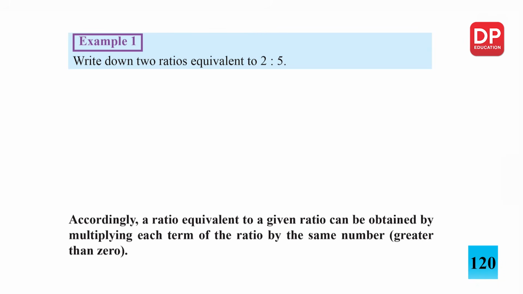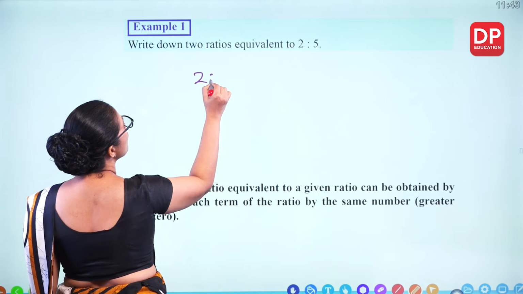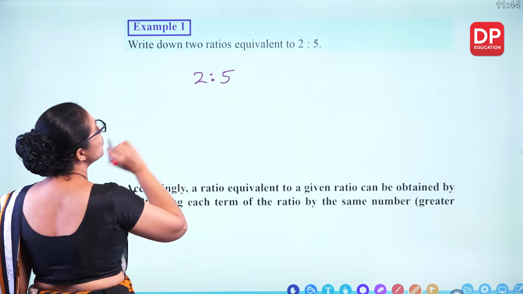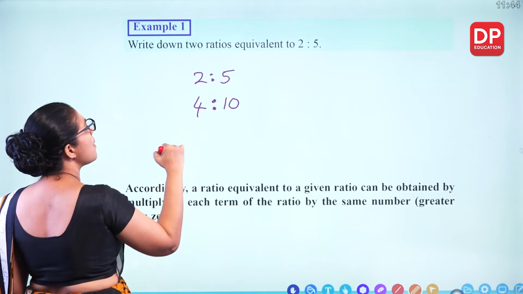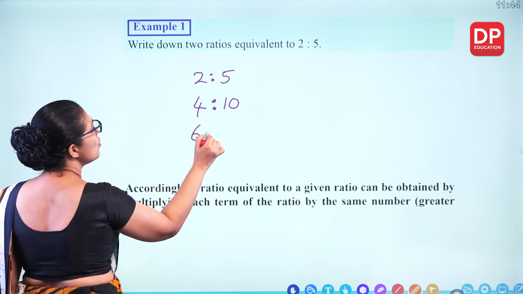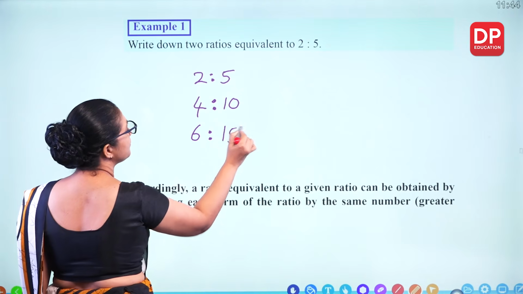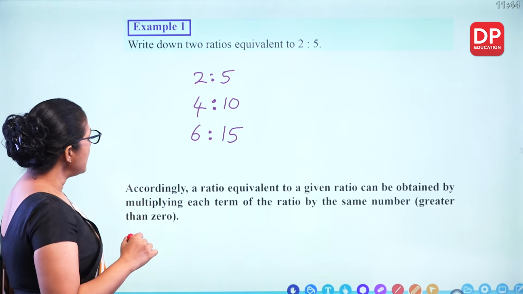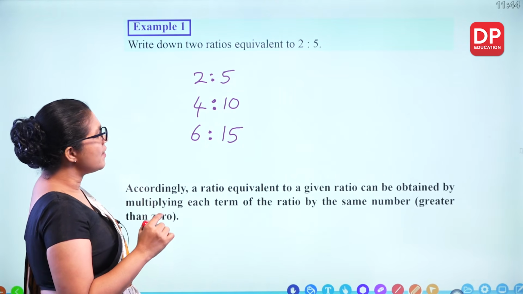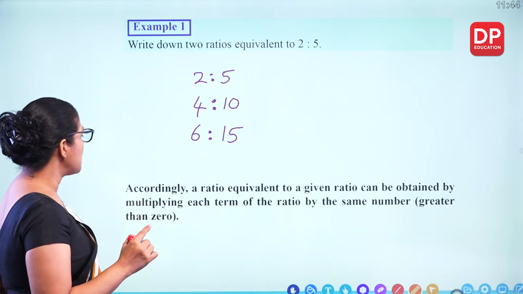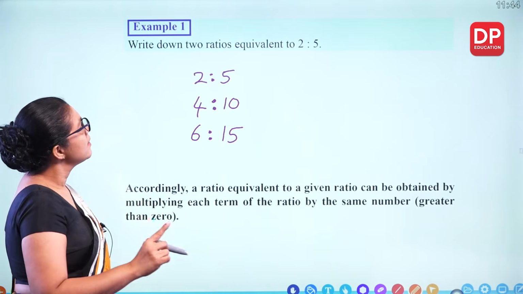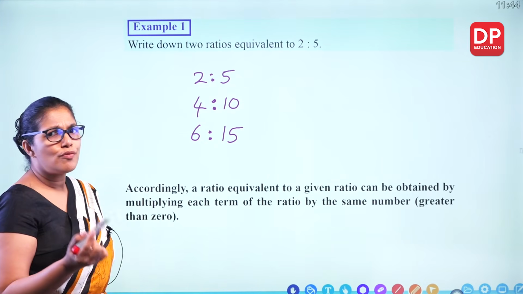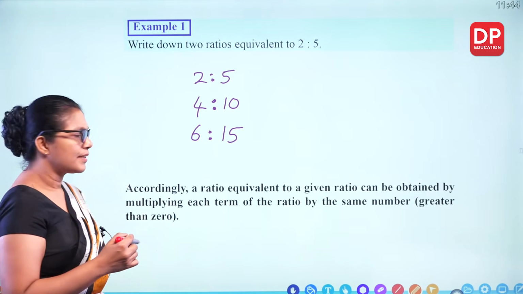Example number 1. Write down 2 ratios equivalent to 2 to 5. So you can multiply by 2: 4 to 10. Or you can multiply by 3: 6 to 15. Accordingly, a ratio equivalent to a given ratio can be obtained by multiplying each term of the ratio by the same number. So you can multiply by 2, 5, any number that you like.